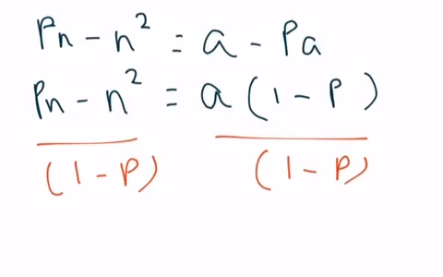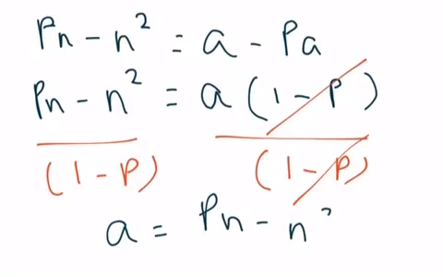So what happens? Well, on the right hand side the 1 minus P and the 1 minus P cancel out, and I've got my A on its own, which is essentially my answer. So my answer is A equals Pn minus n squared over 1 minus P.